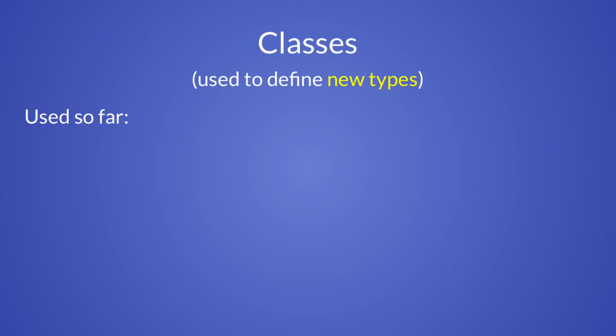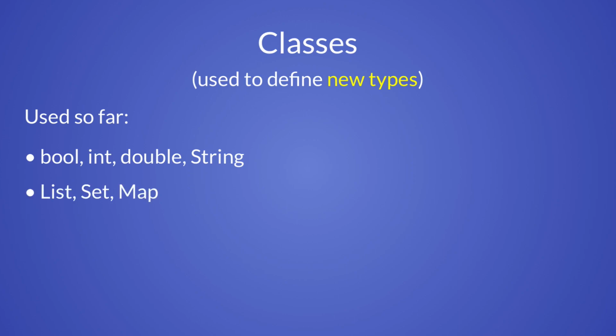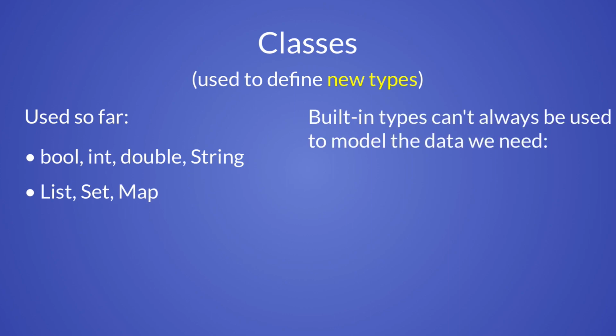In this lesson we are going to learn about classes. Classes are very important in programming. In fact, classes are supported in many programming languages, and we can use them to define new types. Up until now, we have been using some basic types such as bool, int, double, and String. And we have also learned about collection types such as List, Set, and Map. These types are very useful in many cases, but they can't always be used to model the data we need.